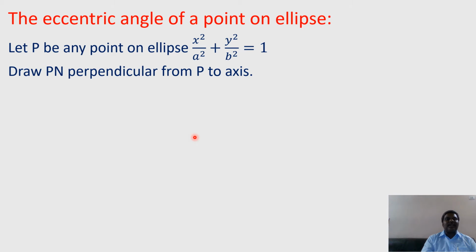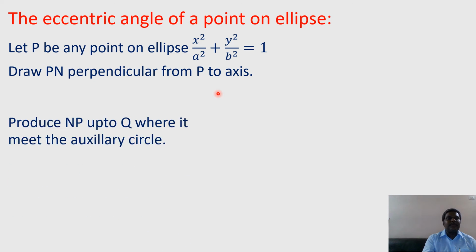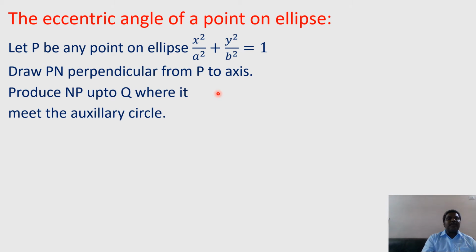For that, what is your first step? Draw PN, that is the perpendicular from P to the axis of the ellipse. What is the axis of the ellipse here? X-axis for a greater than b. Now produce NP up to Q where it meets the auxiliary circle. What is NP? Produce NP up to Q where it meets the auxiliary circle. Join CQ. What is C? Center of the circle. Now, how to draw this figure?